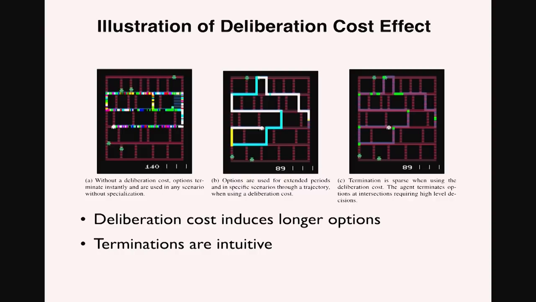So this is, again, one of the Atari games. And you see the effect of deliberation cost is basically that the agent chunks up larger portions of the environment where it wants to execute the same option. Let's say going all the way down a corridor until an intersection. And the terminations, again, end up being quite intuitive. The terminations end up being either at places where the agent has to change direction, or whenever the agent is in the presence of an adversary, because then it has to switch direction and run away.